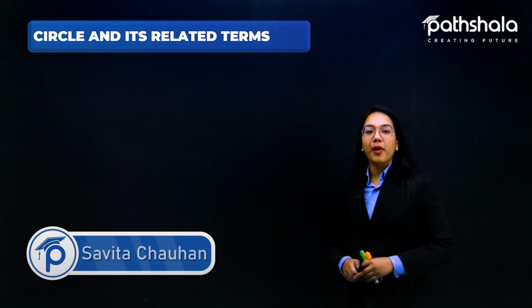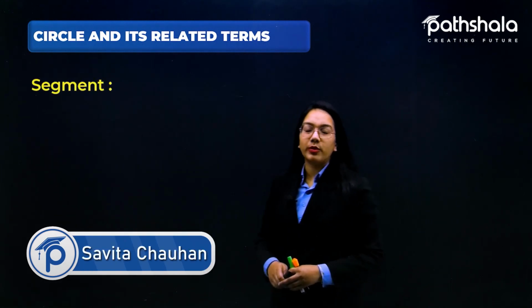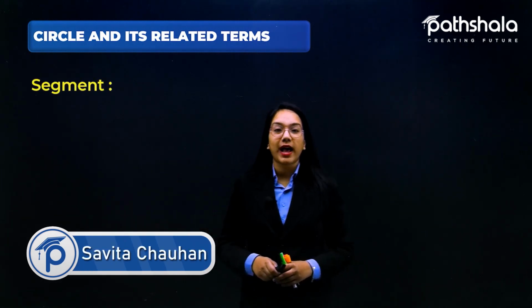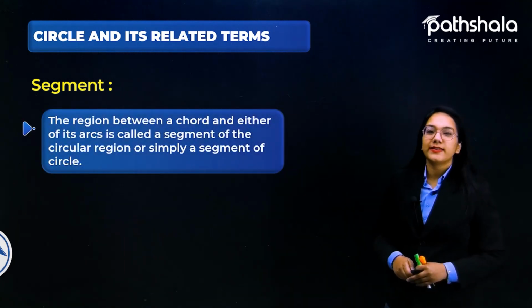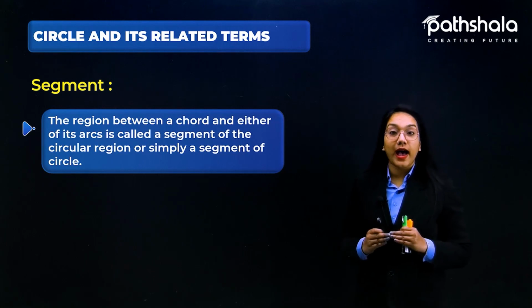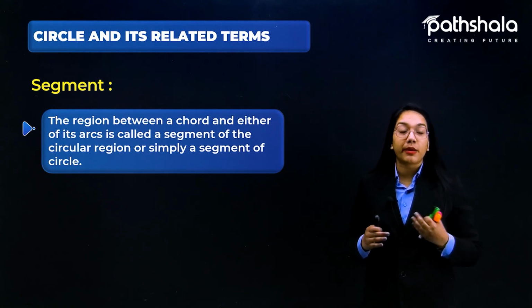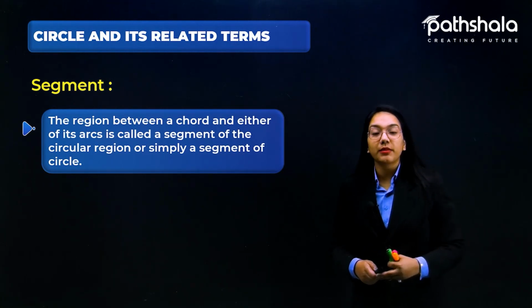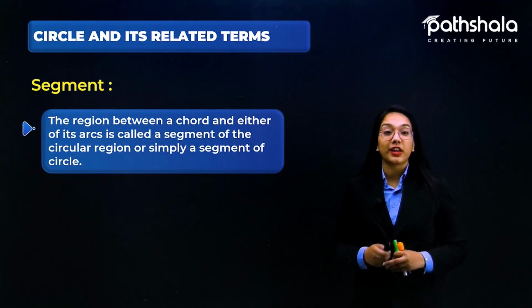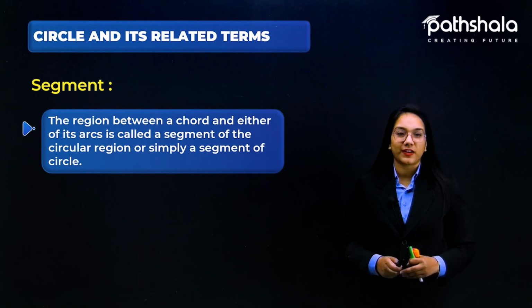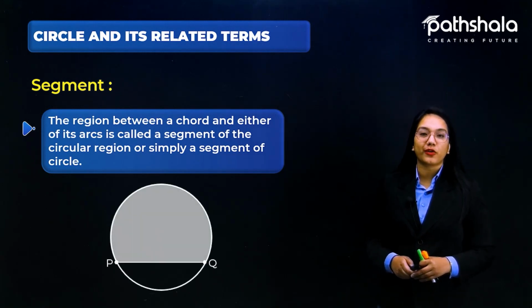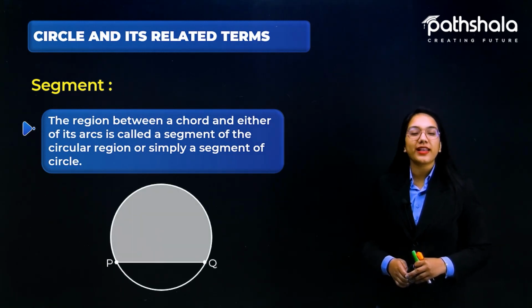Now let's talk about another related term of the circle, which is called a segment. What is a segment of the circle? The region between a chord and either of its arcs, either a major arc or a minor arc, is called the segment of the circular region, or simply a segment of a circle.